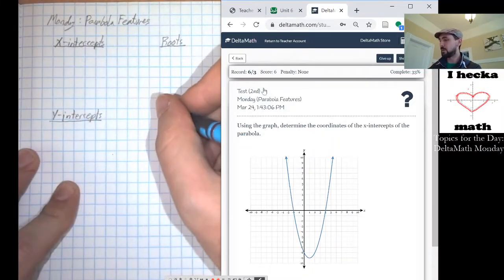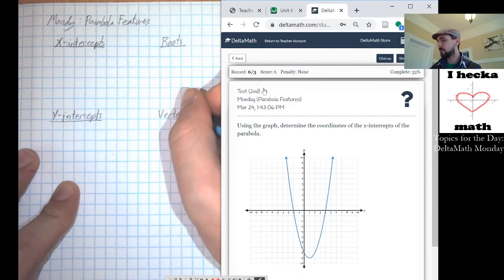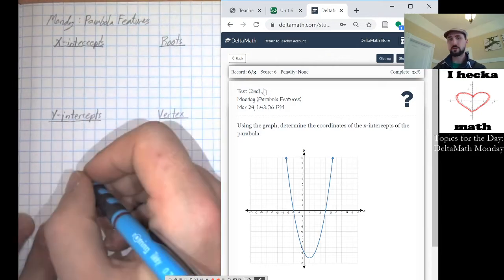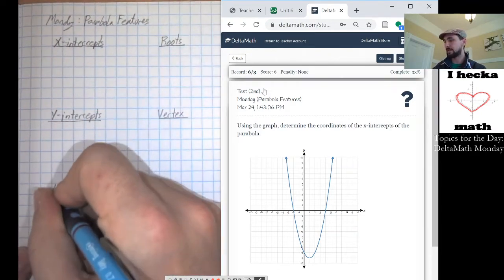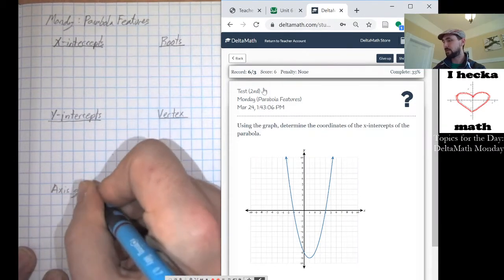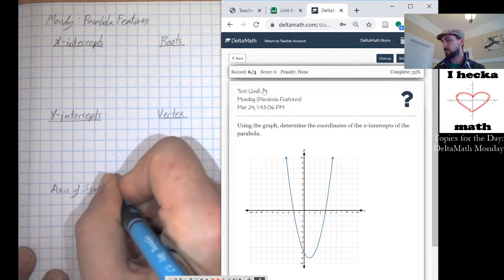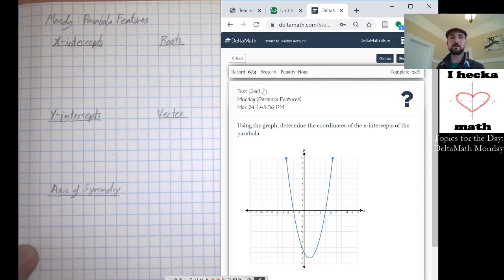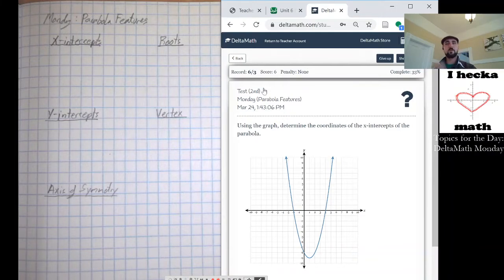And you will also be asked about the vertex. And the last thing that will come up is a question about the axis of symmetry. So I'm just setting this all up right now, so when I go through these problems one by one, I'll have them already up and available for us to go through. So let's read this first problem.